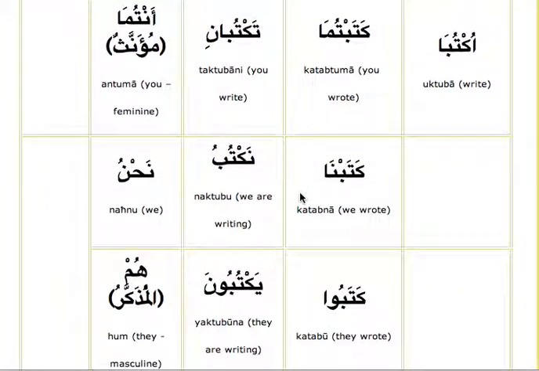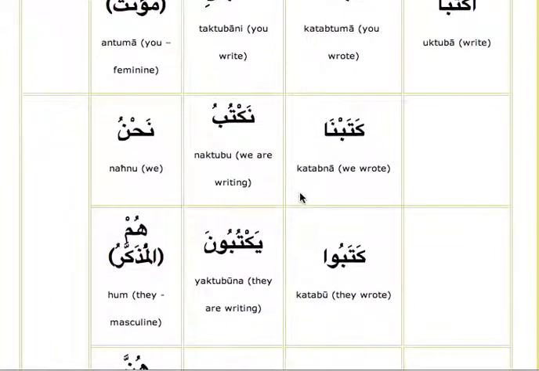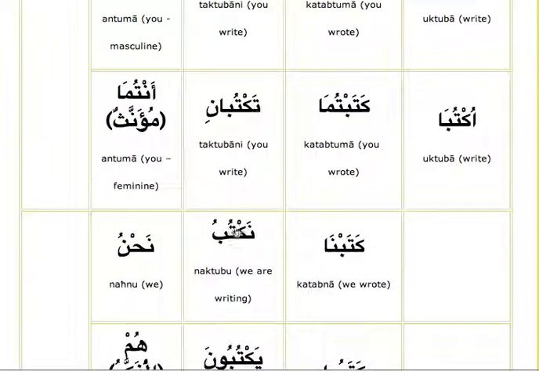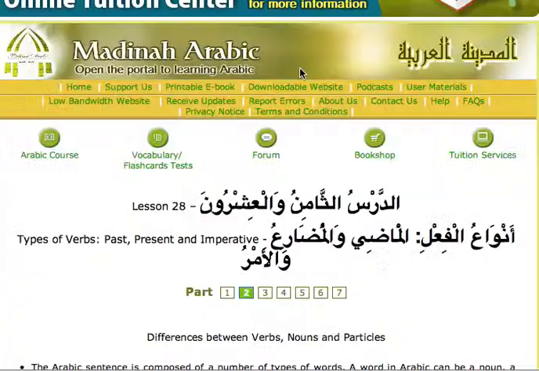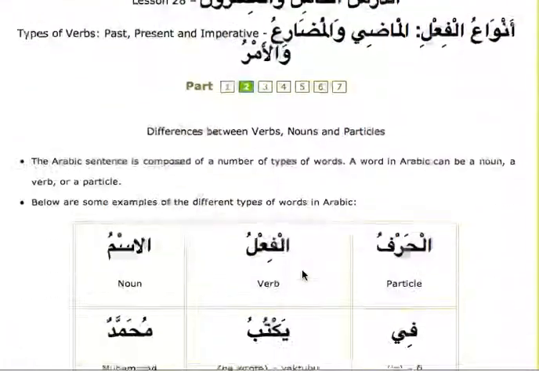Taktubu, okay. Katabna, naktubu, nahnu. Katabna, we wrote. You see, I told him, naktubu, we write. We are writing. Naktubu. Now, do you see the resemblance? The similarity between this one and the other one. Pay attention to this. It's naktubu. Take a snapshot right there. Naktubu. And now I'm going to go up to the first one where I have a problem.